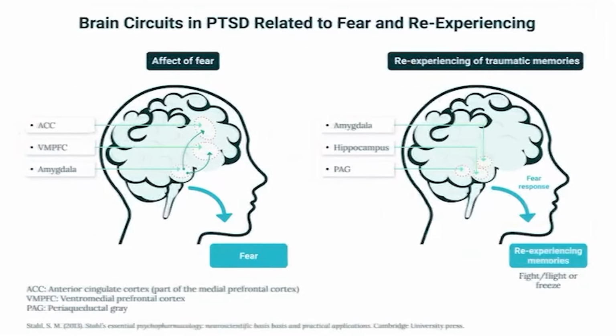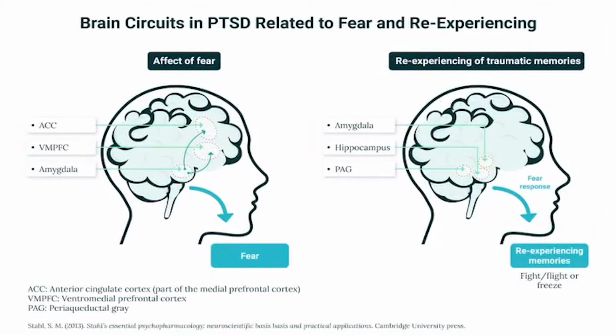Now, in order to understand the phenotypes, let's first look at the key parts of the brain involved in fear conditioning, the re-experiencing of fears, or trauma. The key players here are, first, the amygdala, which is the threat center. And this is responsible for the acquisition, storage, and expression of learned fear associations.